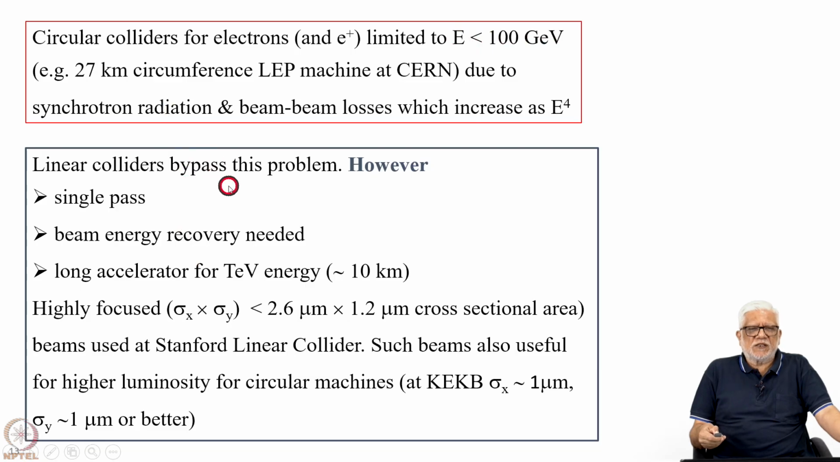Linear colliders bypass this problem, because you can have an electron and positron colliding while moving in a straight line. So, there is no acceleration.